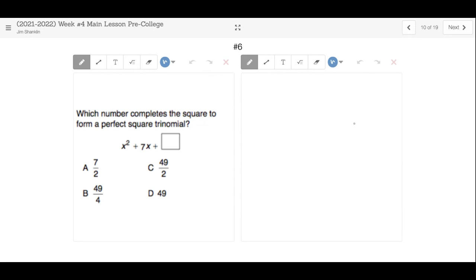Which number completes the square to form a perfect square trinomial? Well, half of 7 is 7 halves, but then you have to square it, so that would give me 49 fourths.